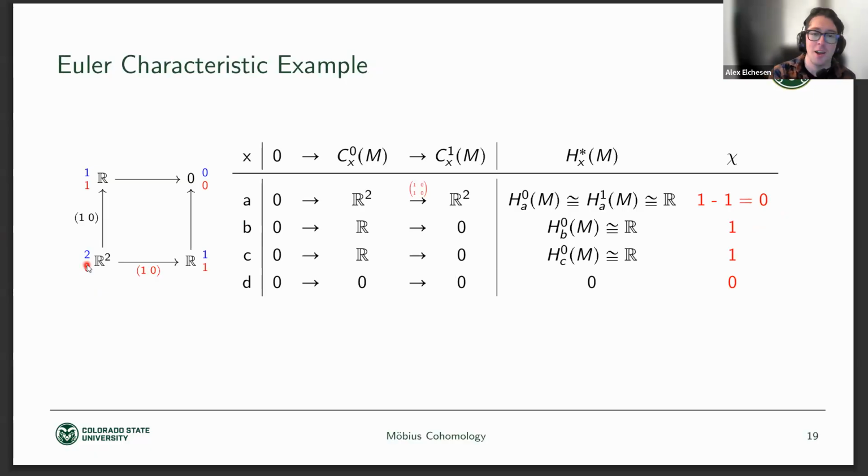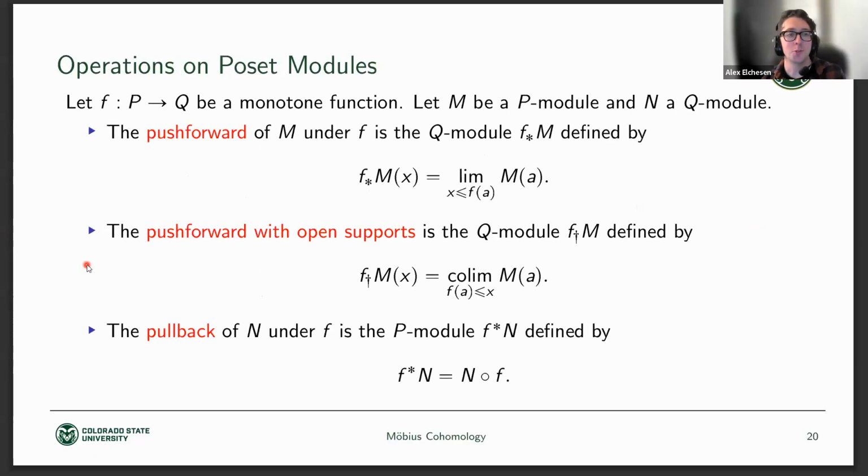Okay, great. So I want to push this a little further, and the goal of what I'm going to talk about now is to categorify some other combinatorial statements that are originally due to Rota. So we're going to introduce some operations on poset modules.